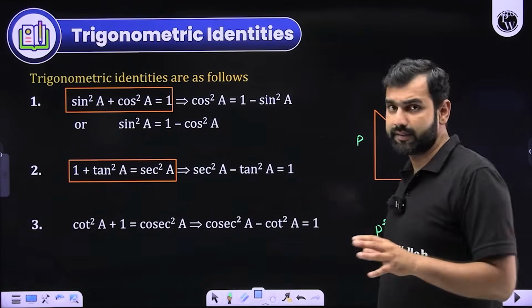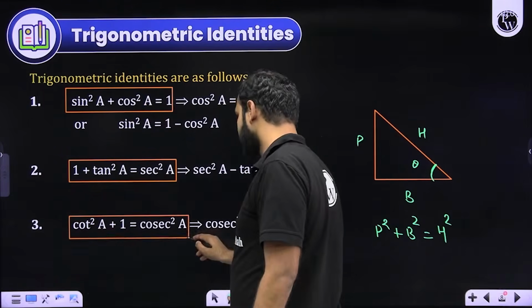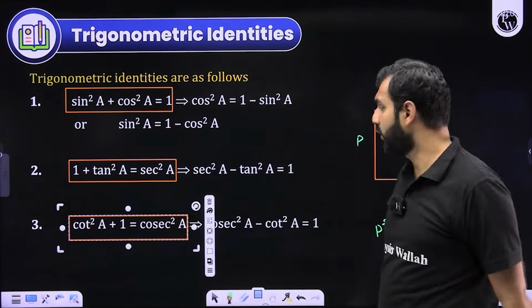So do learn these identities. For example, the third one, 1 plus cot square a is always cosec square a. And of course, their variants. What do I mean by their variants?